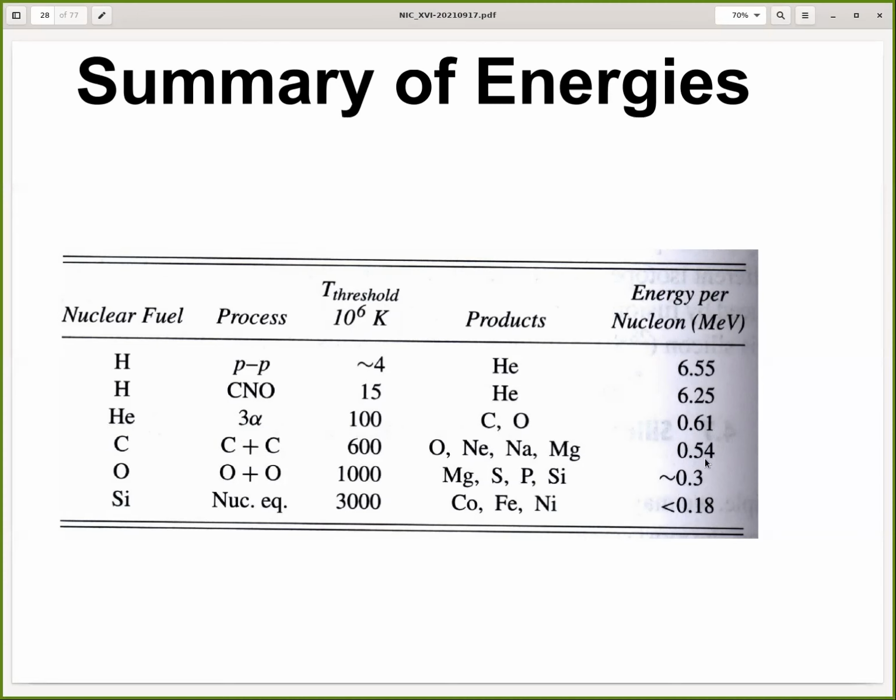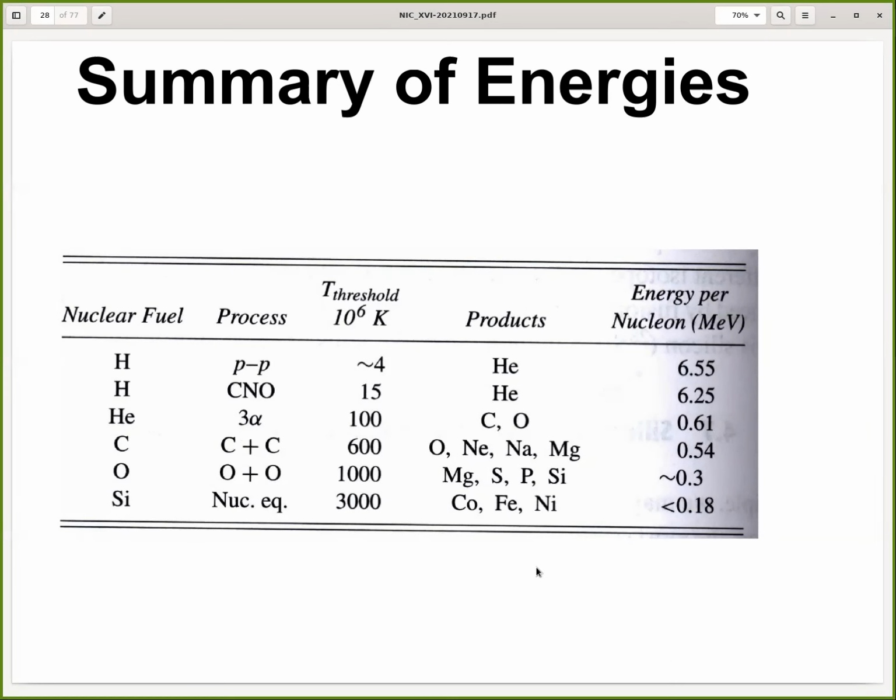Neon burning was not listed here, but we recall it was of the order of 0.1 MeV per nucleon. And that final phase, silicon and sulfur burning into nuclear equilibrium, with alpha-gamma and gamma-alpha reactions to the iron group, gives you of the order of 0.2 MeV per nucleon.